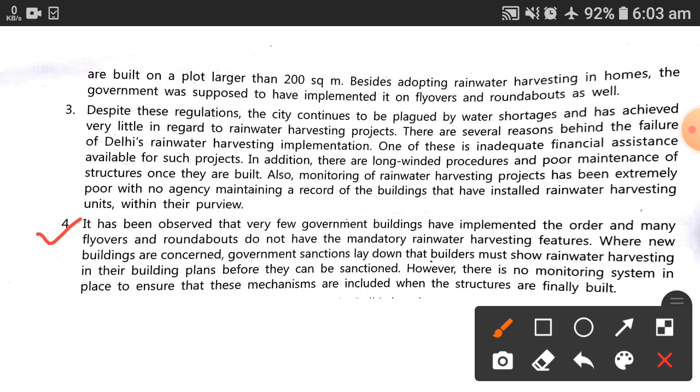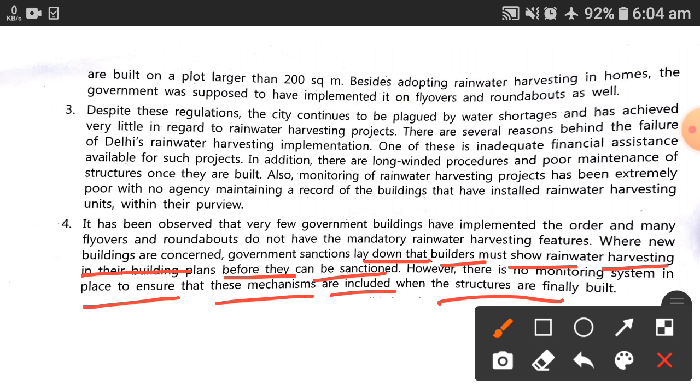What does paragraph number four say? It has been observed that very few government buildings have implemented the order, and many flyovers and roundabouts do not have the mandatory rainwater harvesting features. Where new buildings are concerned, government sanction laws lay down that builders must show rainwater harvesting in their building plans before they can be sanctioned. However, there is no monitoring system in place to ensure that these mechanisms are included when the structures are finally built. So this is your paragraph number four.